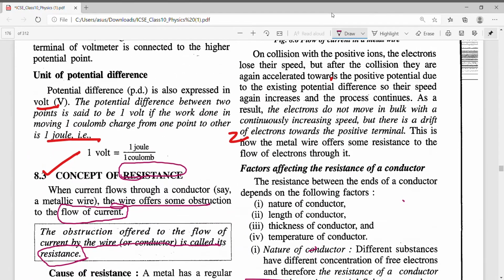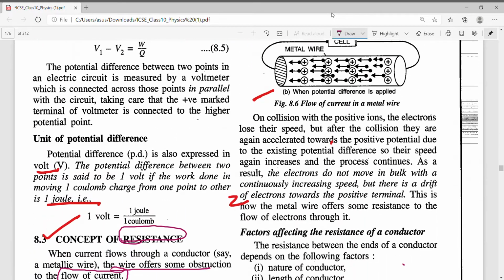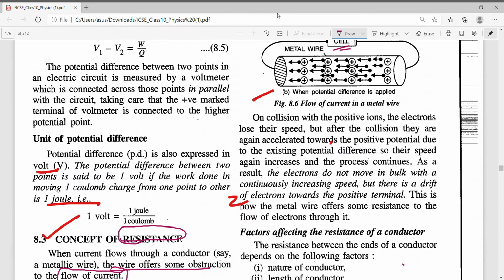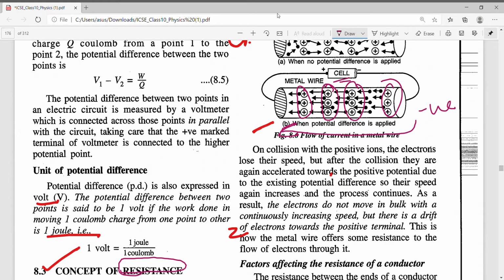Let's see the diagram and understand. When you've connected it with the cell, these are positive ions, positive, positive, positive. This is the negative terminal because the electrons flow from negative to positive. They started moving from the negative to the positive terminal of a cell. On collision with the positive ions, the electrons lose speed.